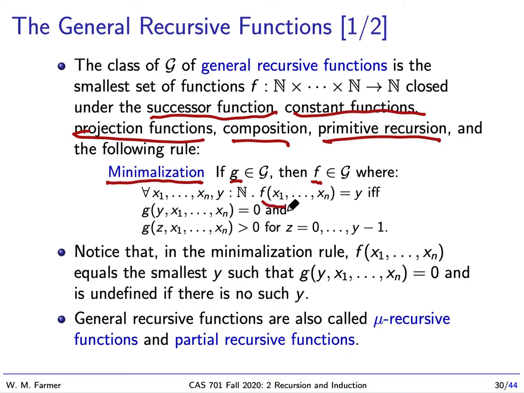We're going to say that F applied to n arguments equals y, where the number of arguments is going to be 1 less than the number of arguments of G. It's going to be y if there is a y such that when I apply G to y and the same arguments to F, I get 0. And if I apply G to some z with the same arguments, I'm going to get a value that's greater than 0. So in other words, this y is going to be the smallest, the minimal value for which G will give me 0. In that case, I'm going to say F of these arguments is y.